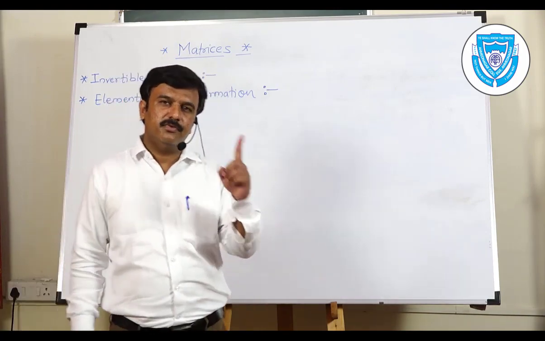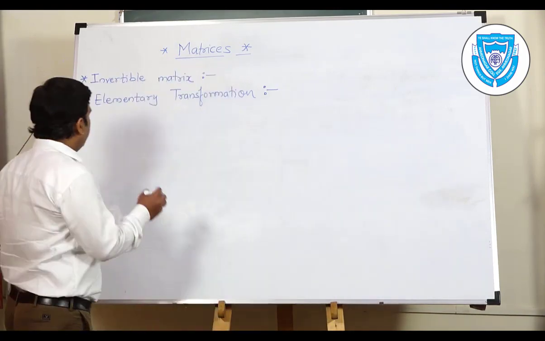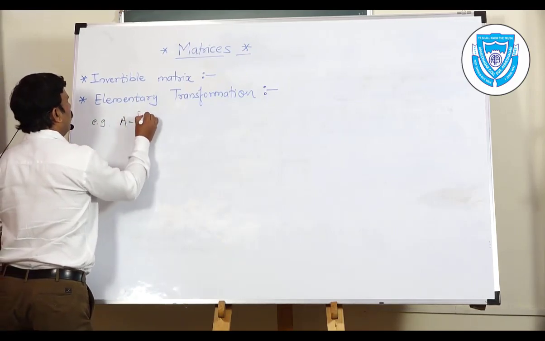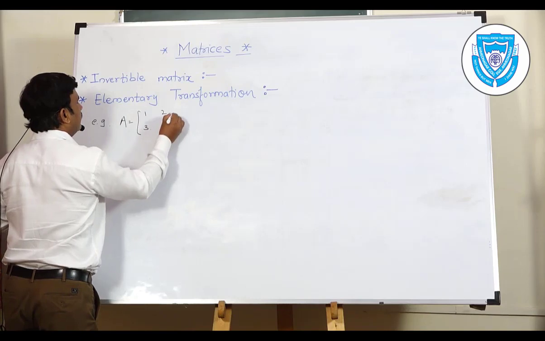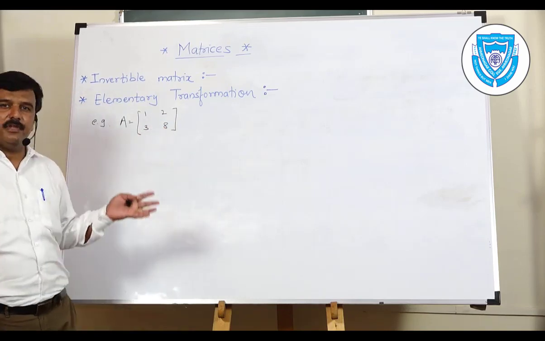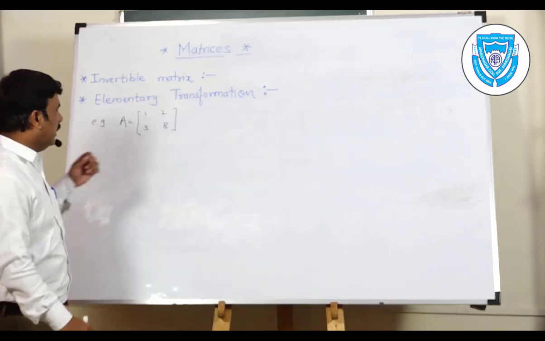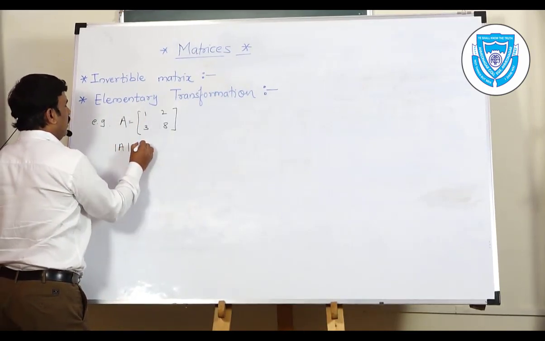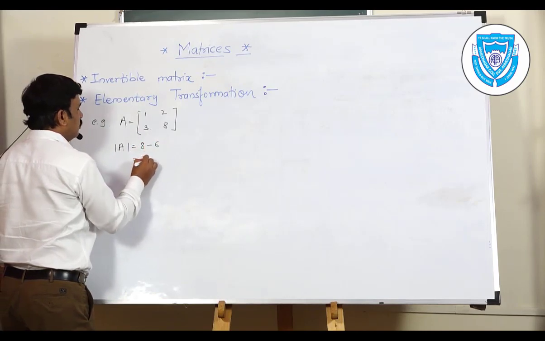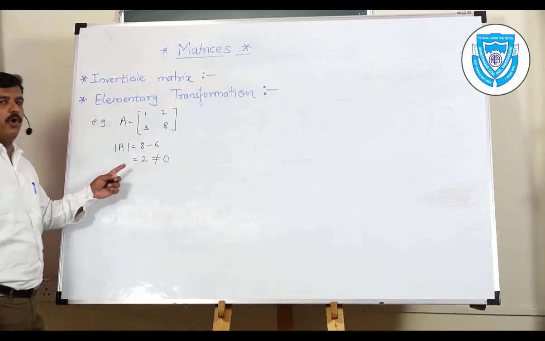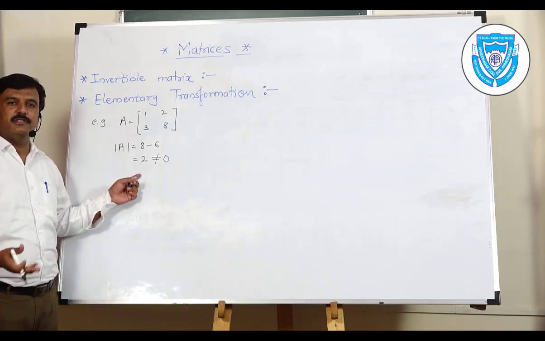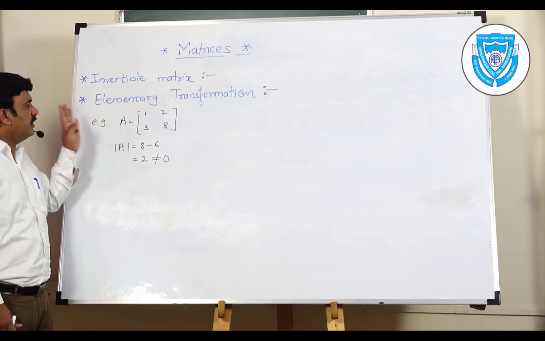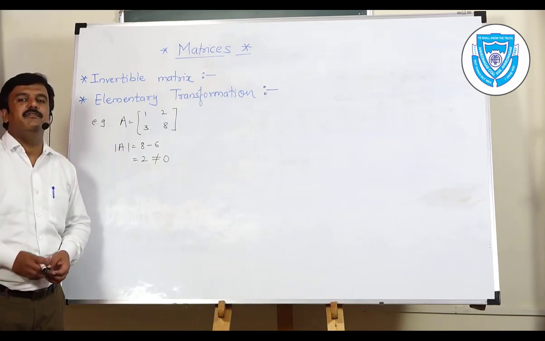Let us see this by one example. I have a matrix, say A, equal to [1, 2; 3, 8]. Let us check whether it is invertible or not, and as I told you, let us find its determinant. So the determinant of A is 8 minus 6, which equals 2, and which is non-zero. Here you can observe that the determinant of A is non-zero. It means the matrix is non-singular, so its inverse exists. Such a matrix can be called an invertible matrix.